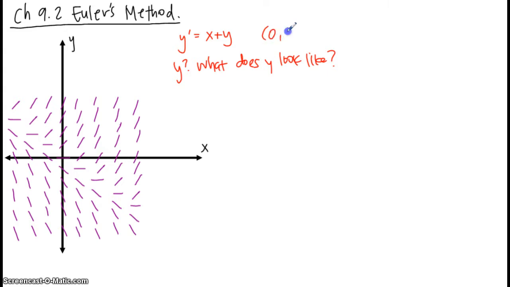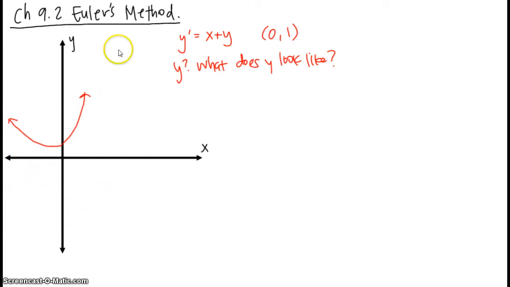So, for example, if I go through the point 0, 1, I can pretty much find an approximation to what it looks like. 0, 1, like right there. We know that the slope is 1. It'll get steeper and steeper. It'll plateau maybe to a -1 over on this end. The curve looks something like this.